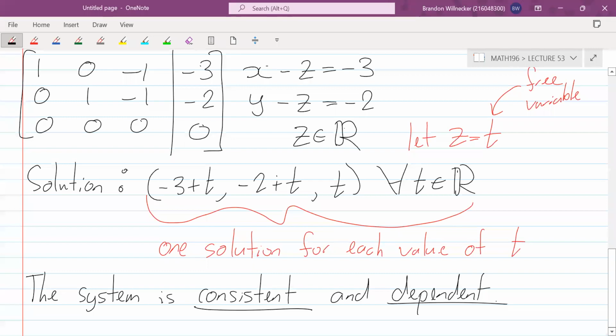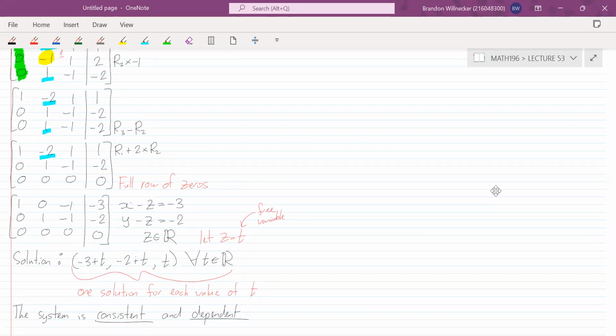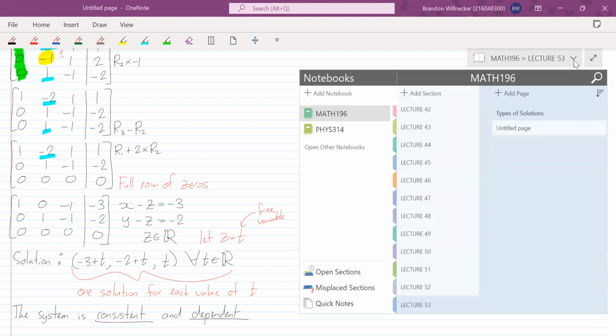Okay, so it's consistent and dependent. Okay, any questions on this example? Okay, so everyone's all right so far. Okay, let's have a look at the last example, and then we'll move on to matrices.